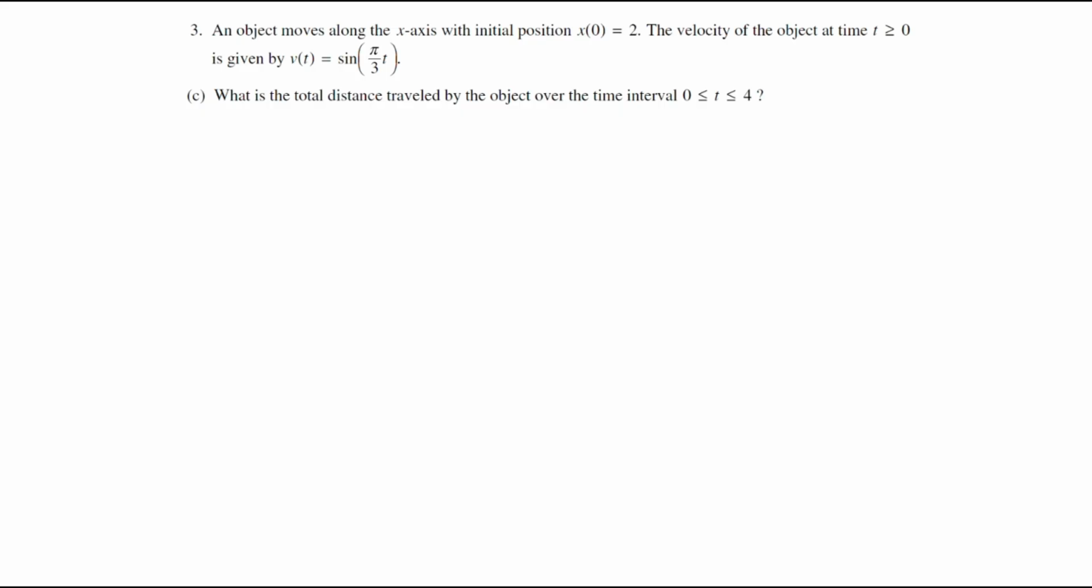All right, in part C, it asks us for the total distance traveled. Now, this should be a very easy question on a calculator motion problem. Total distance traveled is always an integral of the speed, right? It's the definite integral on this interval from 0 to 4 of the speed. Well, speed is the absolute value of the velocity. And so all we have to do here is just use our calculator to integrate the absolute value of the velocity from 0 to 4.